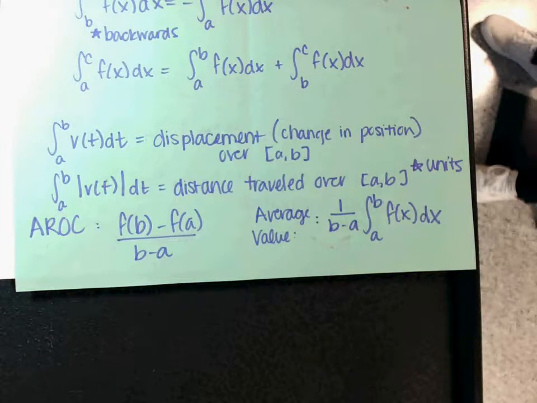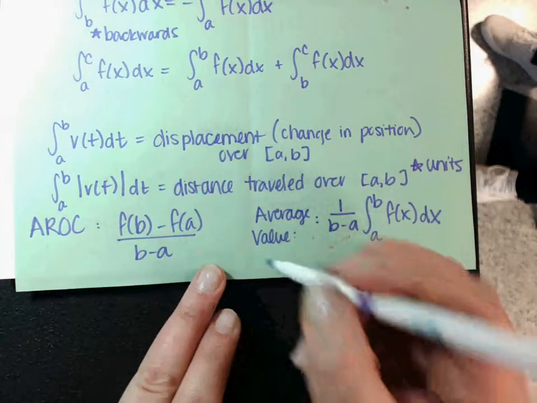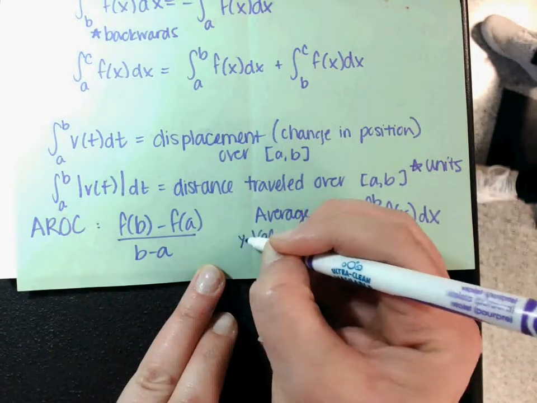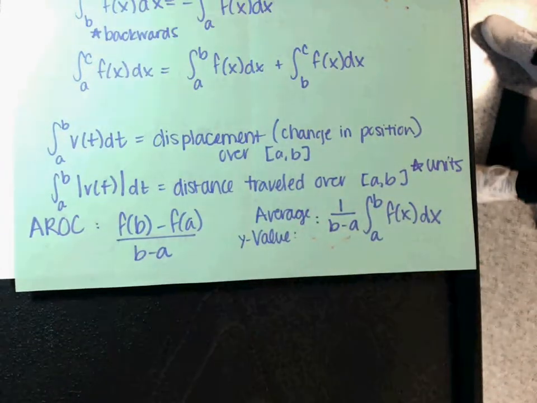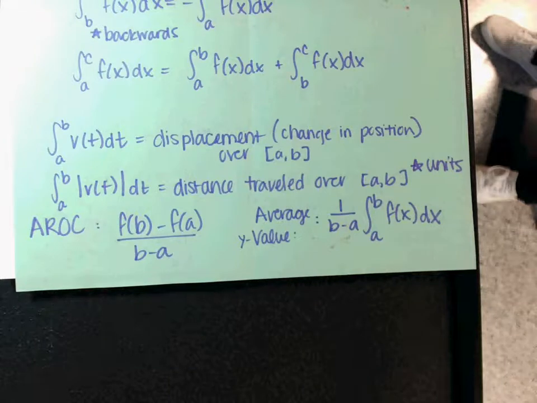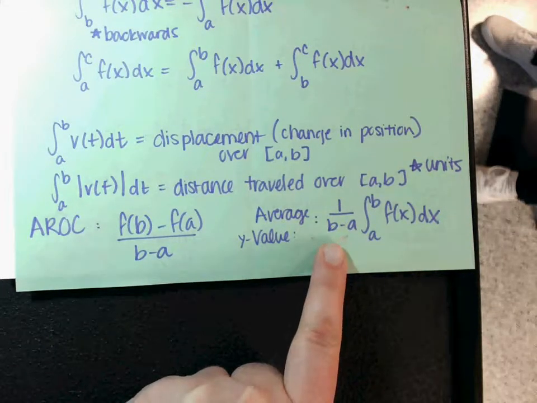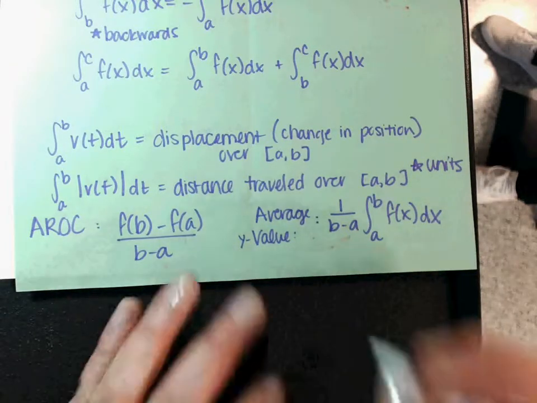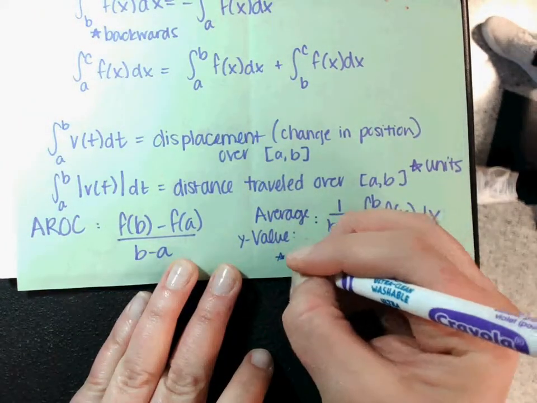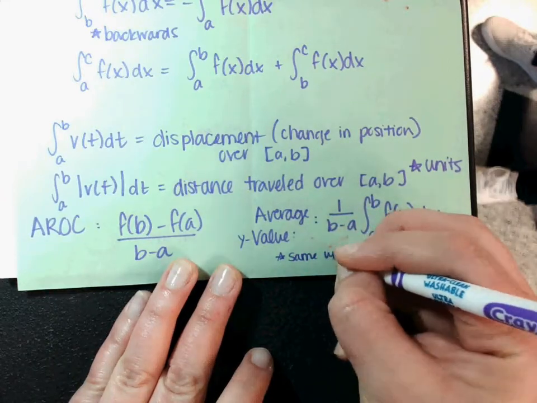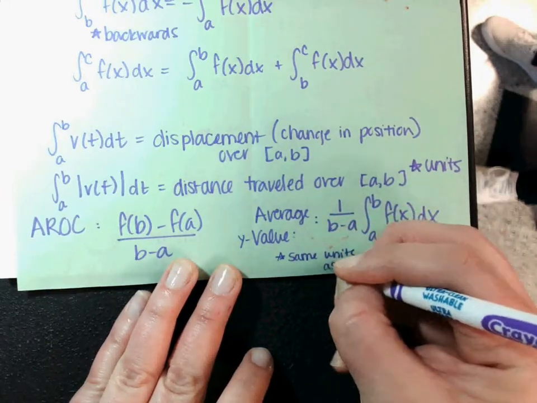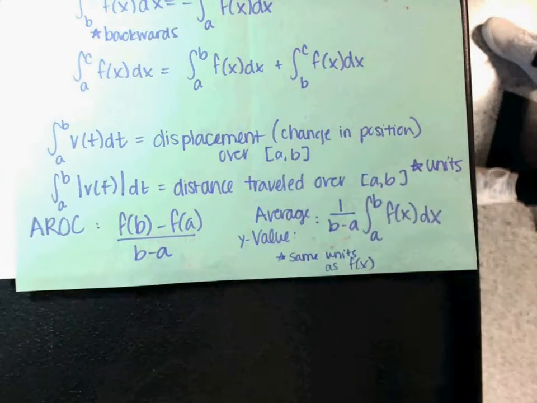And then remember, for that one, since it's the average, I'm going to put here average y value. Remember that your units are the same. So if it's acceleration, this is average acceleration. If this is velocity, this is average velocity. Okay? So I'll put that on here too. Same units as f of x. Okay?